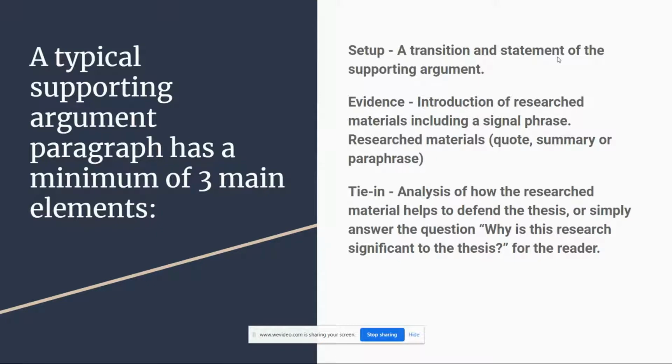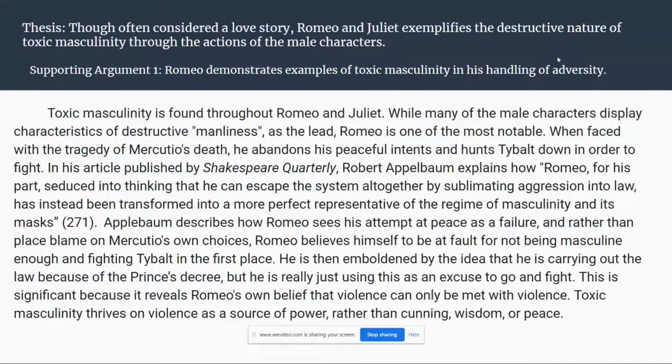We're going to take a look at two paragraphs using the example thesis statements from the previous video, and we'll break those paragraphs apart. And then we'll follow up with a few more suggestions after that. So this is the first paragraph that we'll take a look at. The thesis for this one is, though often considered a love story, Romeo and Juliet exemplifies the destructive nature of toxic masculinity through the actions of the male characters.